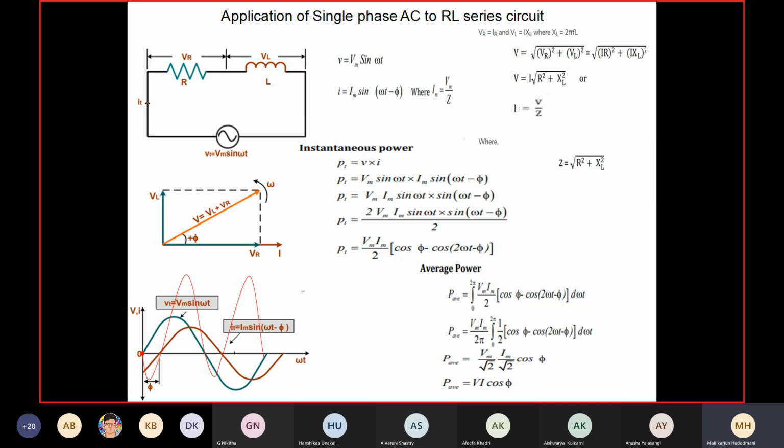Connected end to end such that the same current flows through each one of them. That is the characteristic of a series circuit. So I have an RL circuit: a resistor is shown here, R ohms, and an inductor is shown here, L henry. When they are put in series across a sinusoidally varying voltage Vm sin omega t, definitely there will be a flow of current in this.